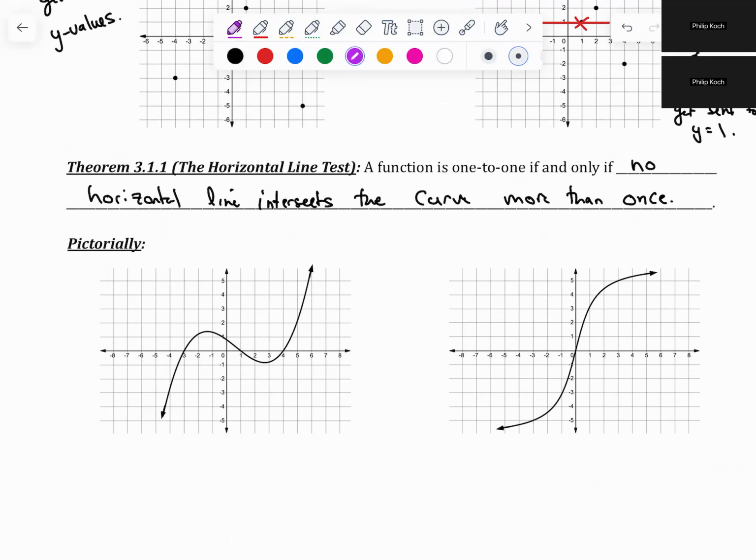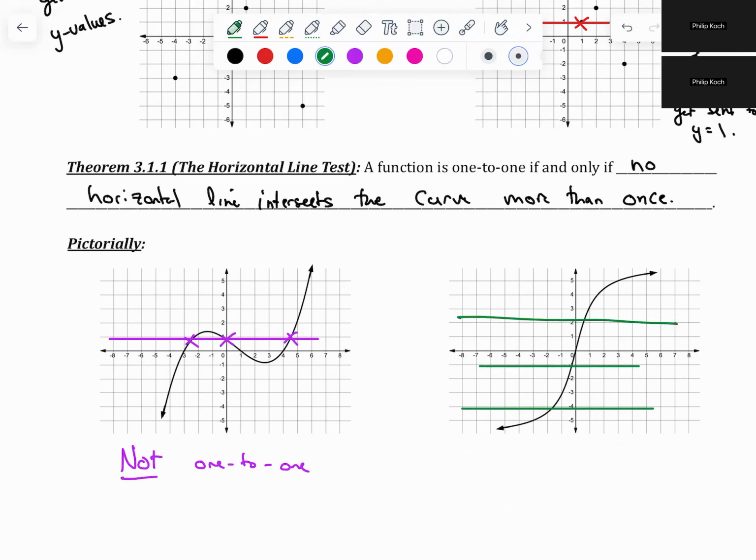So for this first example, all we need to do is find one horizontal line, and then it breaks. And so for this one, this is not one-to-one. Whereas for this next one, if I draw any horizontal line, it always intersects it only once. So this is one-to-one.